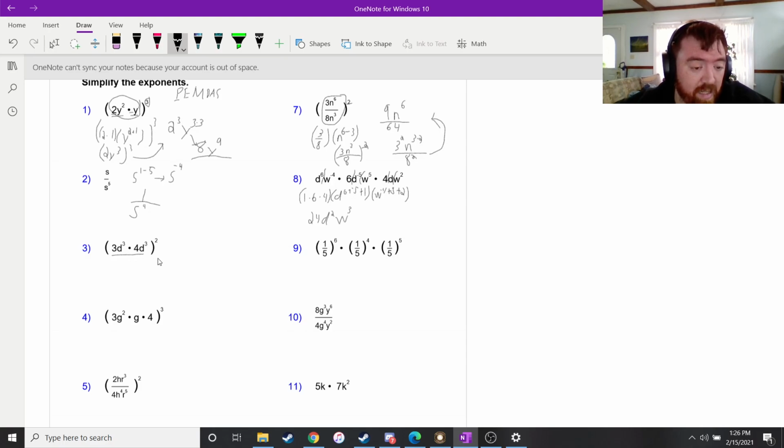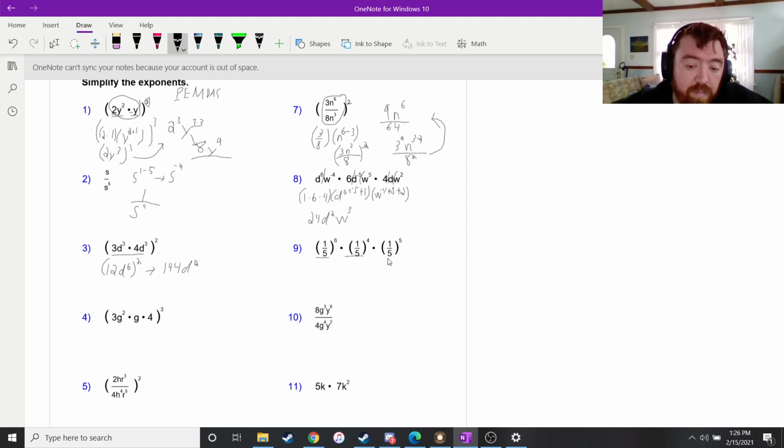So let's simplify the inside part here. So 3 times 4 is going to give us 12. 3 plus 3 is going to give us 6. So it's 12d to the 6th, squared. Distribute the squared, and your final answer is going to be 144d to the 12th. 6 times 2 is 12.